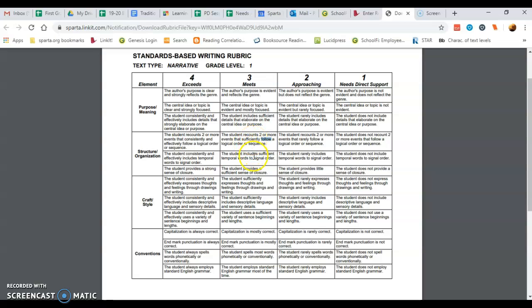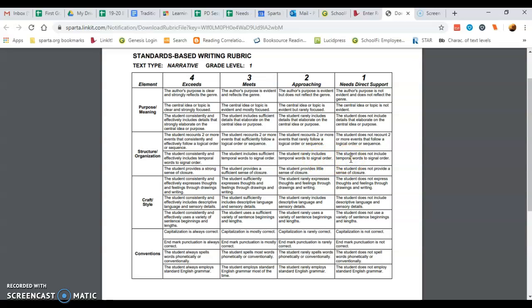What comes next? The student includes significant temporal words. Let's say they don't do that at all. So they're over here at a 1. There are no temporal words to show signal order. So you have 3 here, plus another 1 is 4.